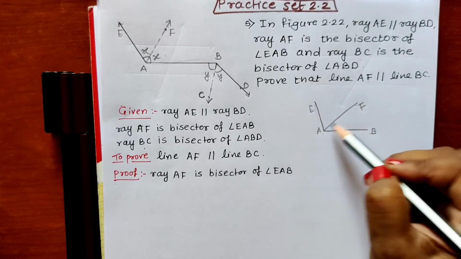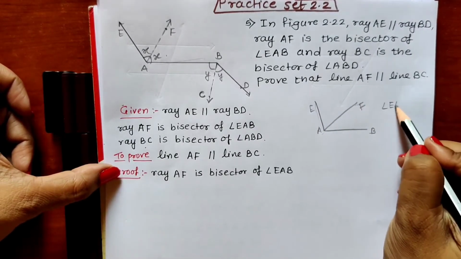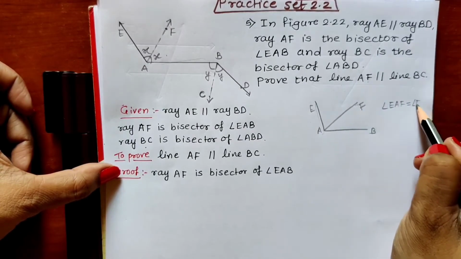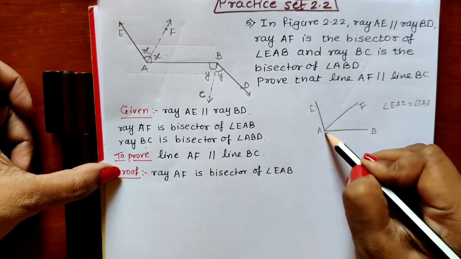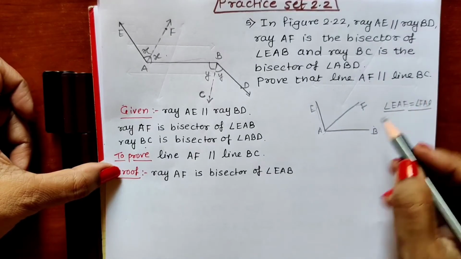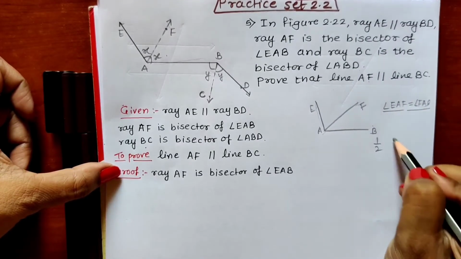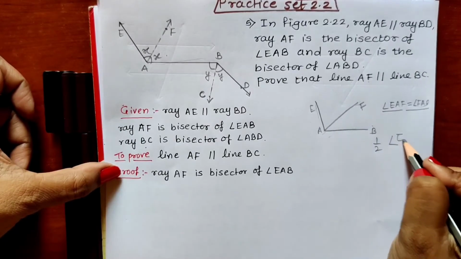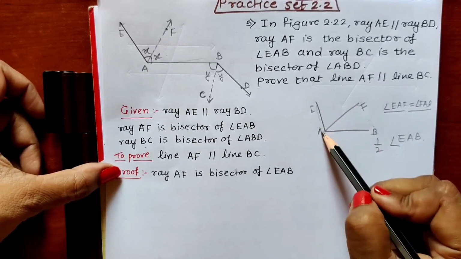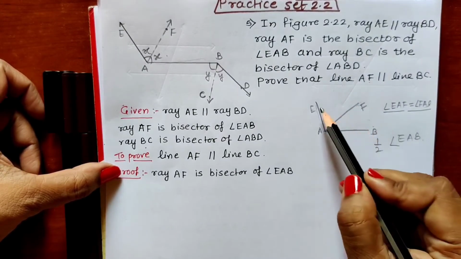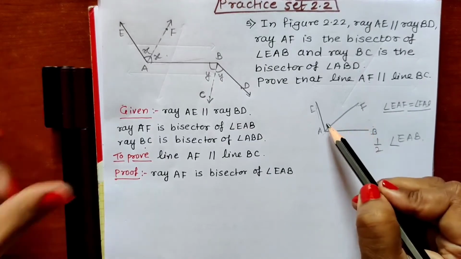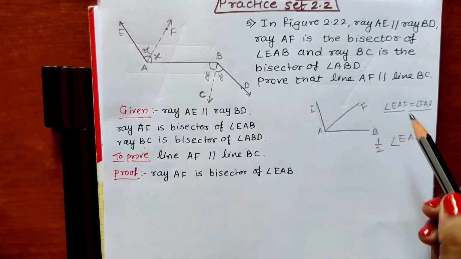Which two equal angles we can see? Angle EAF and angle FAB. These two equal angles we can see, EAF and FAB, and they both will be half of this angle EAB. That means if angle EAB is 100 degree, then EAF will be 50 degree and FAB will also be 50 degree. 50 plus 50, EAB will become 100.